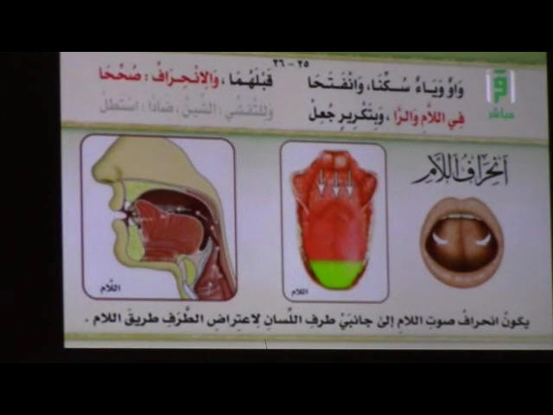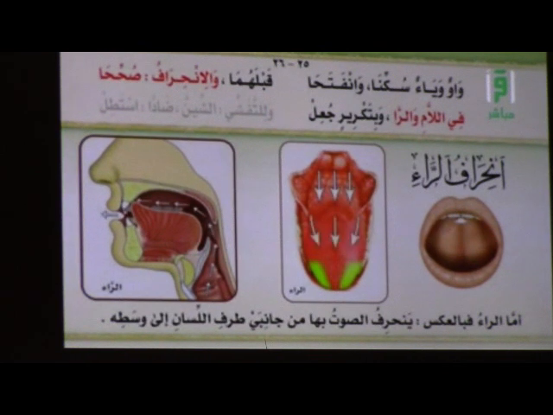Al, al, al. Practically, you don't have to do anything. Just do the lam as you learned. Touch the gum with the area near the end of the edge of the tongue. Al, al, right? Now, the ra is exactly the opposite. Ra, ra, ra, try. Ra, ra, ra, ra. Clear?